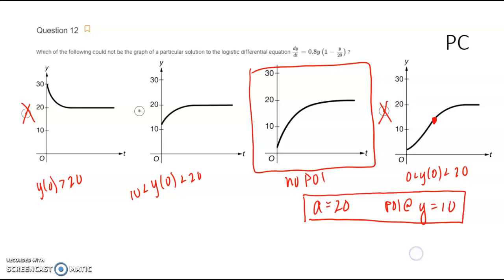Okay, and that's it for the biggest pockets of incorrect problems that I saw when I went over this.